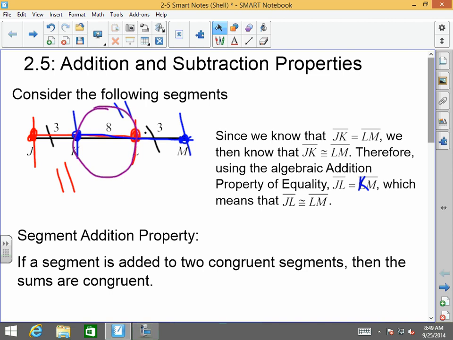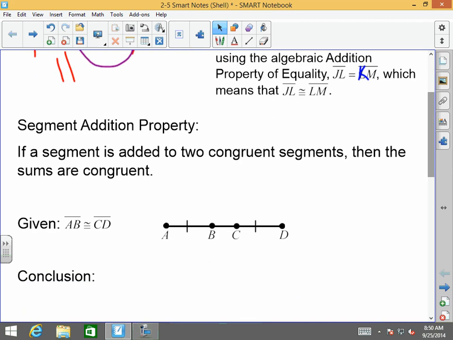Okay, so what if I tell you AB is congruent to CD, as you see here in the figure to the right? What conclusion can I make? Yes, sir. AC will be congruent to BD. Okay? If AB is congruent to CD, then AC will be congruent to BD.